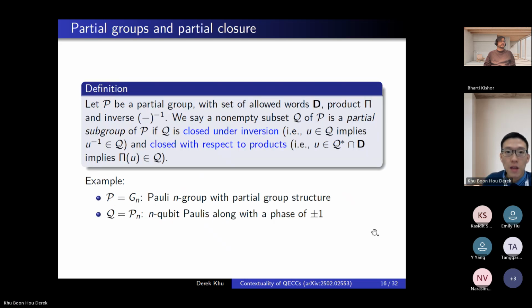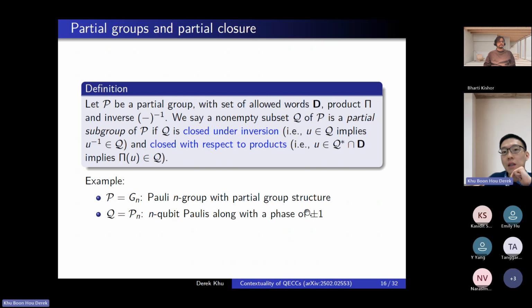Okay. And so what is the partial closure of a group? So the partial closure of a group is, well, let's talk about partial subgroups first. A partial subgroup is basically a subset of your partial group that's closed under inversion and products. So for example, if we look at the Pauli group in the previous slide, a partial subgroup of it would be basically the ones with a phase of plus or minus 1.